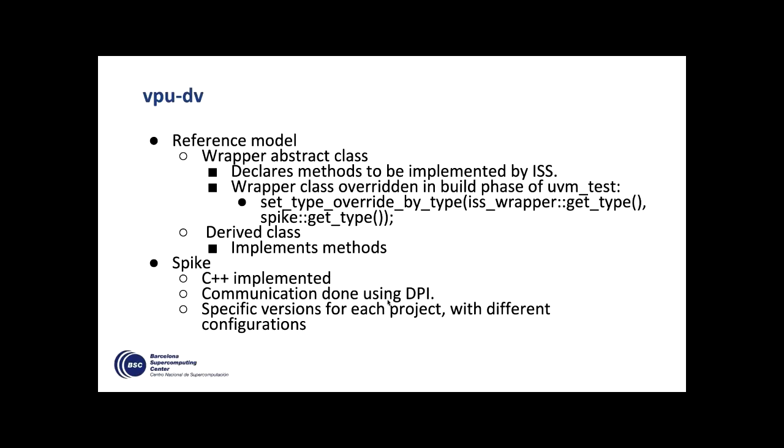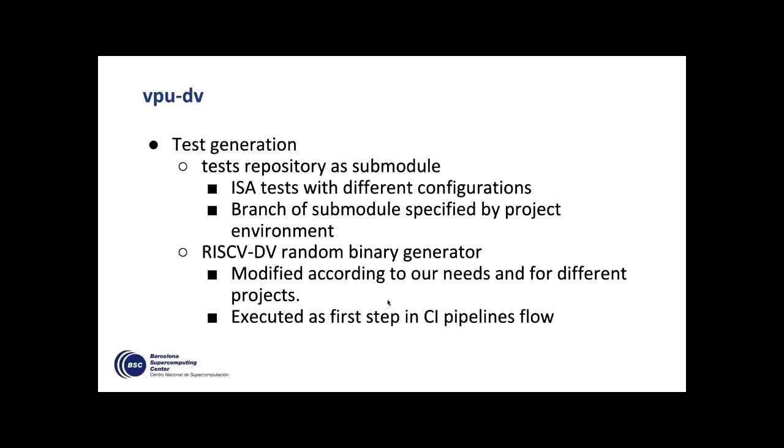Regarding test generation, as each project implements different kinds of instructions, as I mentioned, or different versions of the ISA, the base verification environment has as a submodule a test repository, which includes a specific test for each kind of instructions and their different possible configurations, including vector length, single element width, etc. And this submodule branch is specified in the project-specific environment, so we can have different tests for each project.